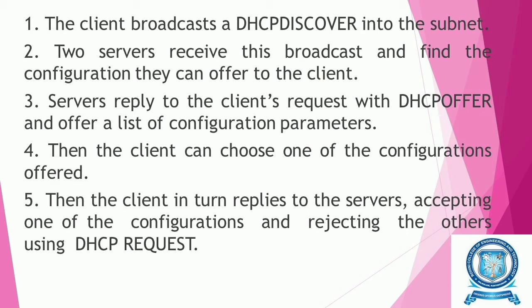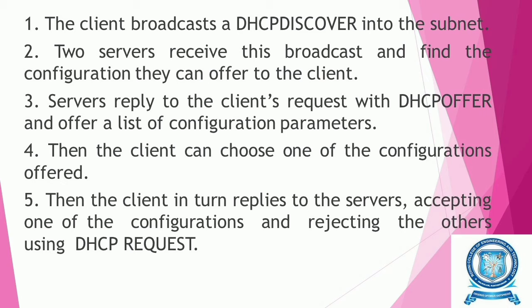So the client broadcasts a DHCP discover into the subnet. Two servers will receive this broadcast and find the configuration they can offer to the client. The servers reply to the client request with the DHCP offer and offer a list of configuration parameters. Then the client can choose one of the configurations offered. Then the client in turn replies to the servers accepting one of the configurations and rejecting the other using the DHCP request.